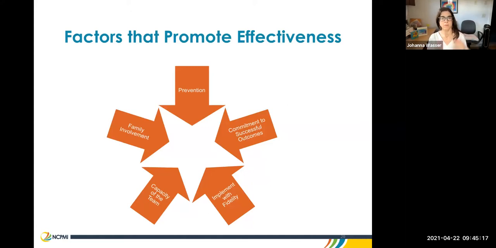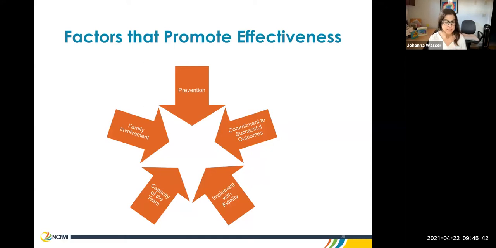So we're committed to a successful outcome. We're coming to the table with, there's got to be something we can do to help. We implement the plan to fidelity. That is one of the things that we learned from the study, is that 100% fidelity of practice of the plan made the biggest difference for our study.